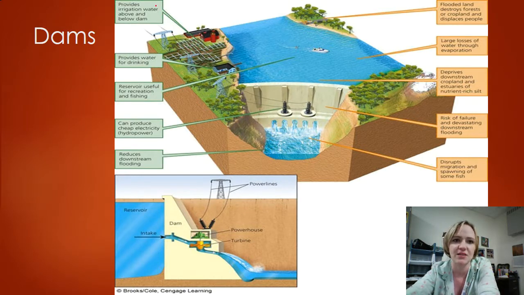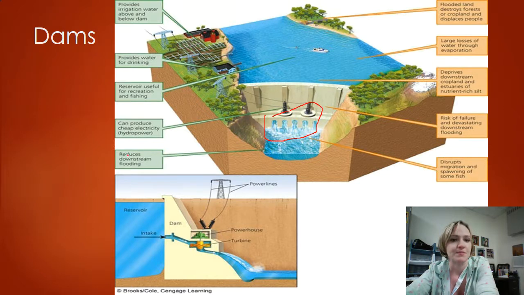Some of the benefits: it can provide irrigation water. It can provide water for drinking. The reservoir, the reservoir is the lake, can be used for recreation like boating and fishing. It can produce cheap electricity through hydroelectric power, which is down here. And it can reduce downstream flooding. So if you can control how much of the water comes out of here, then pretty much downstream of a dam it doesn't usually flood because they can control how much water is being released.